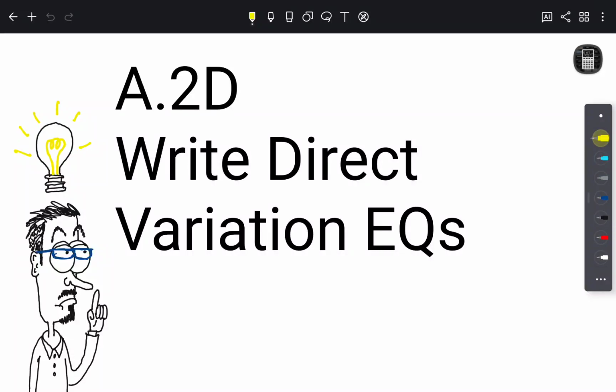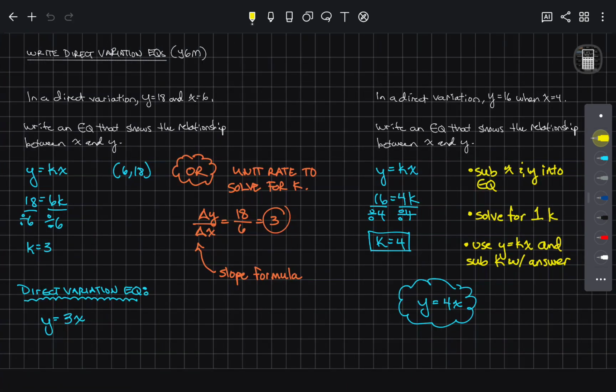Writing direct variation equations. In the previous sections, we talked about the constant of variation. The thing that's being multiplied by x forms a proportional relationship because we're always starting at 0, 0. Now, we already touched on in the previous section how to write a direct variation equation, but let's go ahead and take a look.